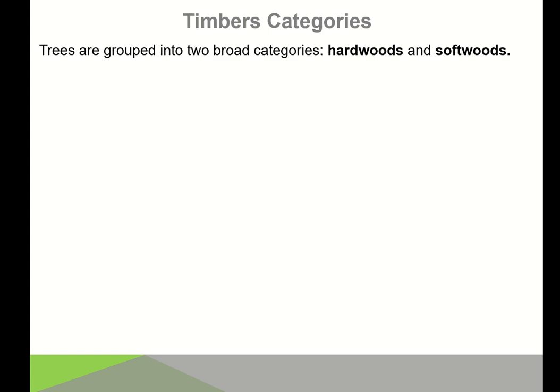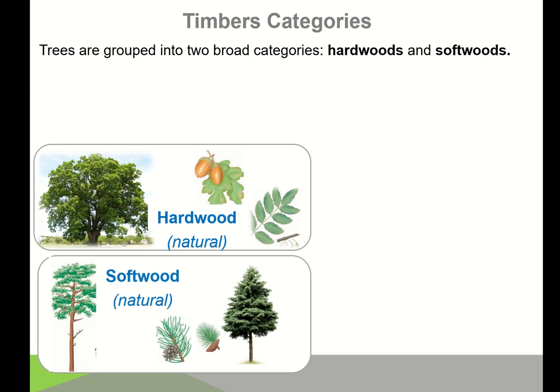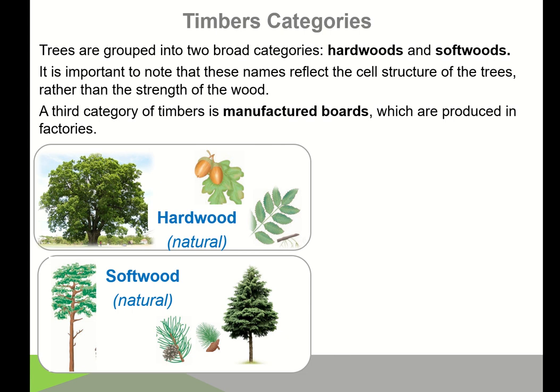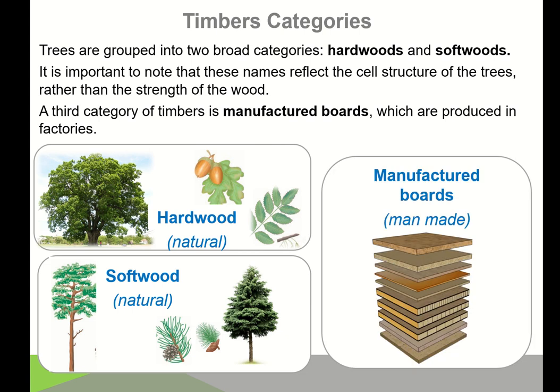Okay, there are three broad categories of timber. Timber, by the way, is another word for wood. And the two natural types are hardwood and softwood. And then there's a third type, which is a manufactured board. It's important to note that these names reflect the cell structure rather than the strength of the wood. So not all hardwoods are especially hard. A third category is manufactured boards, which are produced in factories, and we'll explore them in a moment.